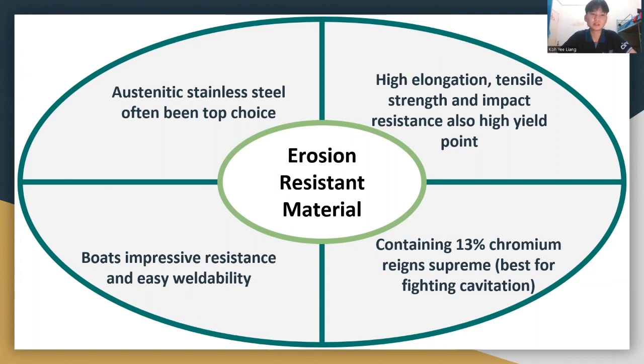So the top choice is the austenitic stainless steel because it is very cost effective. Austenitic stainless steel also has high elongation, high tensile strength, high impact resistance, and also a high yield point. It contains a 13% chromium range, which is best for fighting cavitation. It also boosts impressive resistance and has easy weldability. So for the erosion resistant material, it is better if we can weld back the damaged part because the more we weld, the more resistant it will become. So that's all from me.